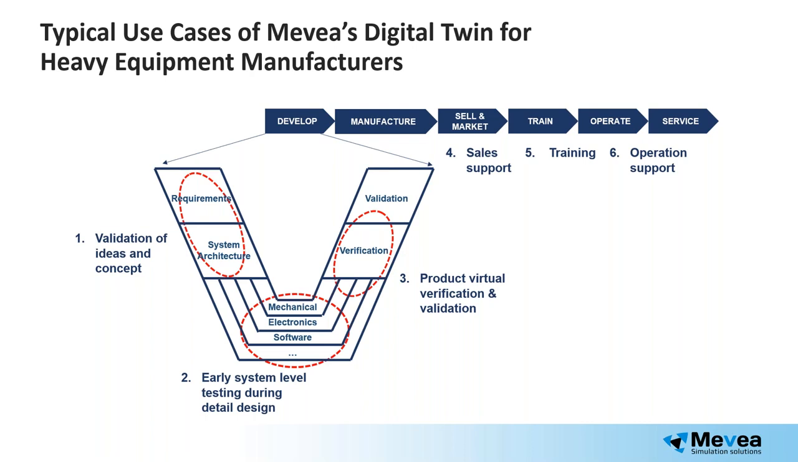In the detailed design phase, you can already conduct cross-disciplinary testing of the subsystems, so early system level testing. And finally, in the verification phase, you can use the digital twin as a virtual prototype even before building your physical final prototype. And since you can work and test the subsystems in the detailed design phase, there's no need to build multiple prototypes. You just need to build one.